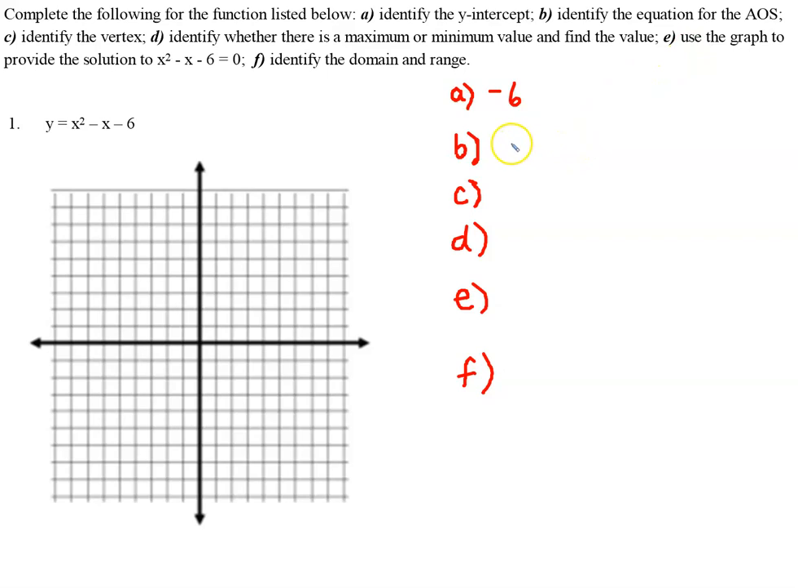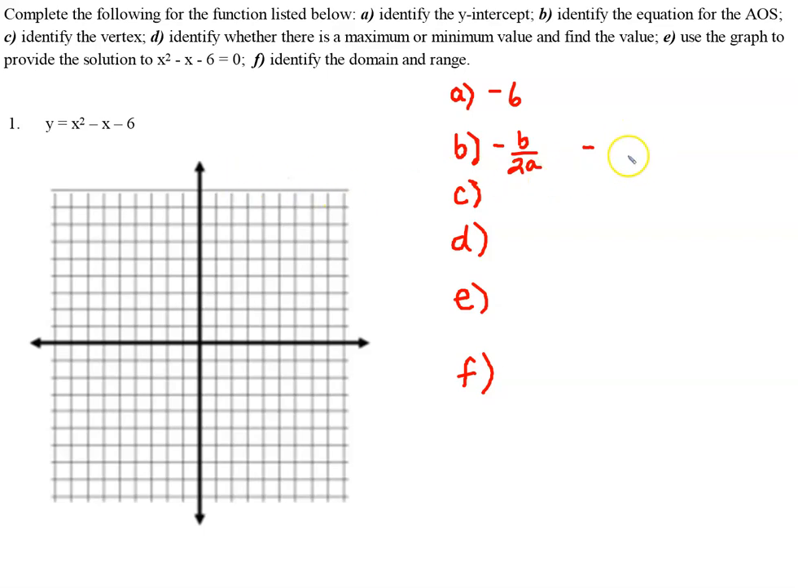Letter B, I need the equation for the AOS. Well, the formula to get that equation is this, the opposite of B over 2A. So make sure you're careful with this formula. Remember the opposite of, and just double check yourself. A lot of people make a mistake and they end up with the wrong sign, and their entire graph is on the wrong side because they're just not careful with this little formula.